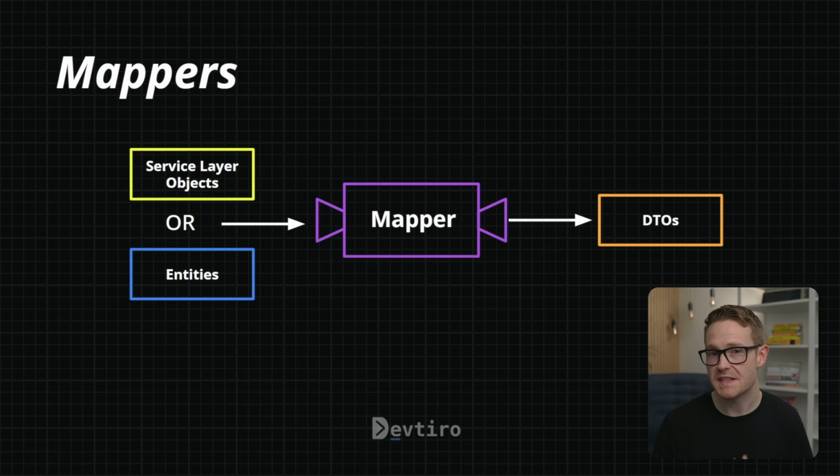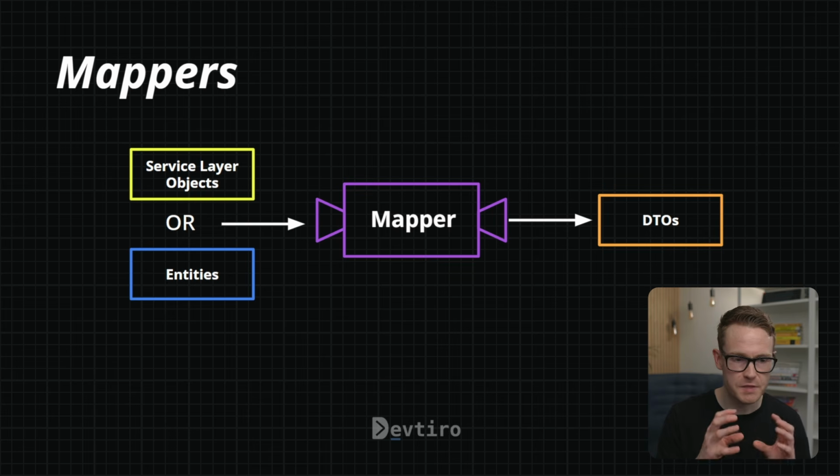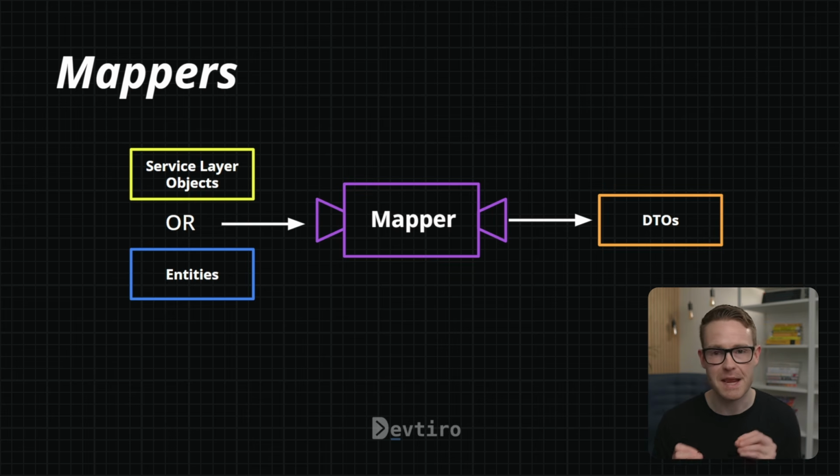So we've established the DTO pattern is a great way to decouple the presentation layer from the rest of the application. However, how do we go from these entities or service layer objects to DTOs and back again? Well, we would use mappers. Mappers are dedicated classes which do this one thing. They will accept service layer objects and entities and give you back DTOs. You can give them DTOs and they'll give you back service layer objects or entities. They'll map from one to the other. And we will be using mappers in this build.